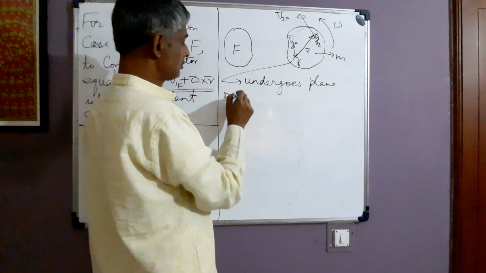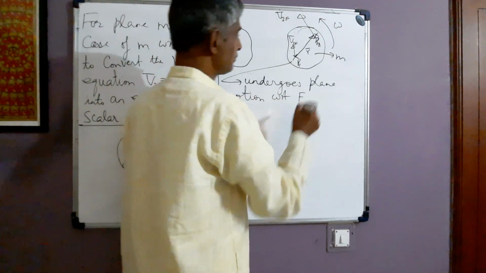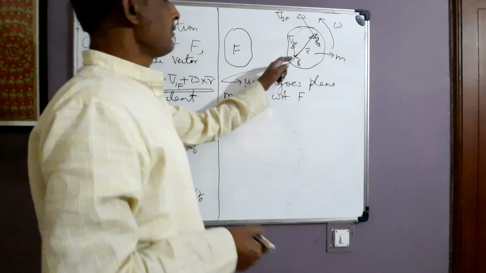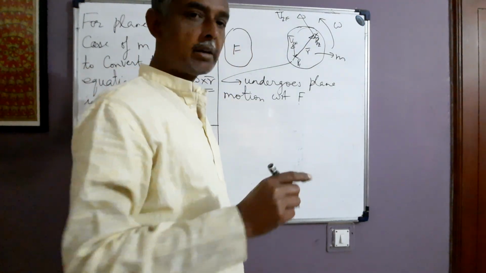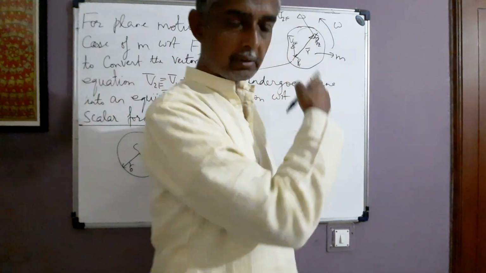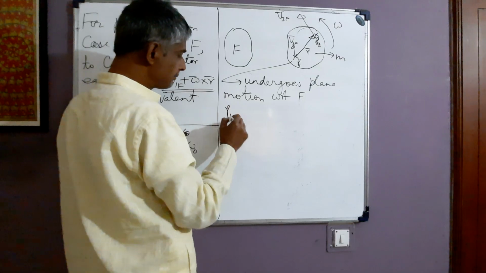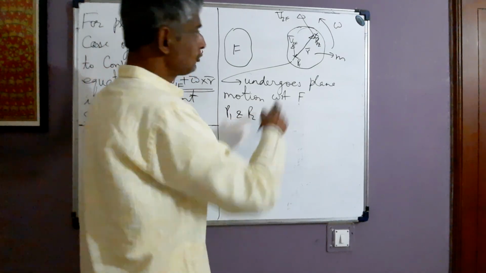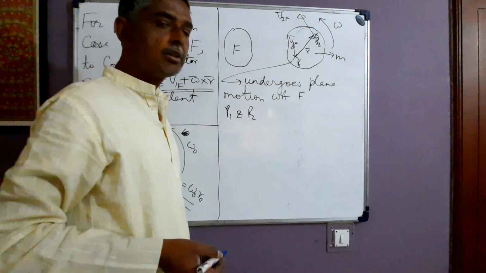M undergoes plane motion with respect to F. And one more thing, we are assuming that P1 and P2 are in the same base plane. I have explained what that base plane is in the first video of rigid body kinematics. We'll assume that P1 and P2 are two locations of M, real or imaginary, and they are both in the same base plane.